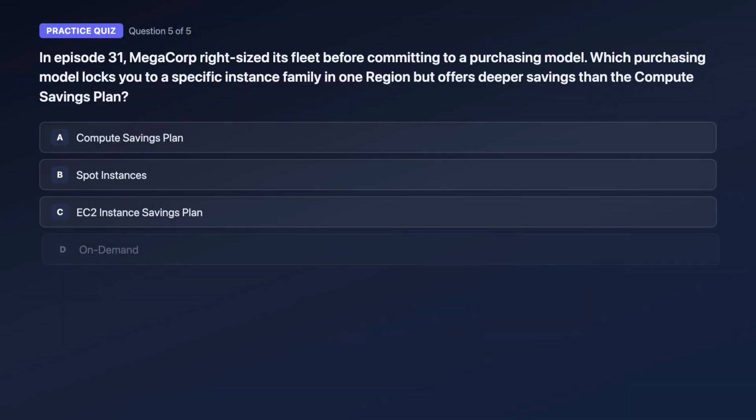Question 5. Let's test a concept from an earlier episode. Back in episode 31, MegaCorp right-sized its fleet before committing to a purchasing model. Which model locks you to a specific instance family in one region, but offers deeper savings than the compute savings plan? A. Compute savings plan. B. Spot instances. C. An EC2 instance savings plan. Or D. On demand. Pause here if you want more time.